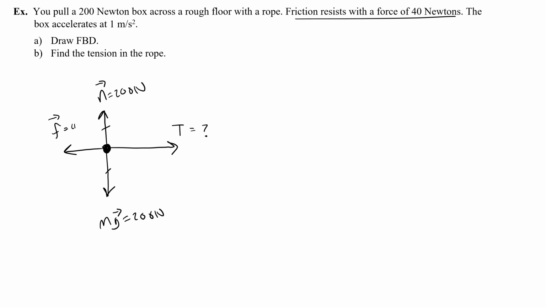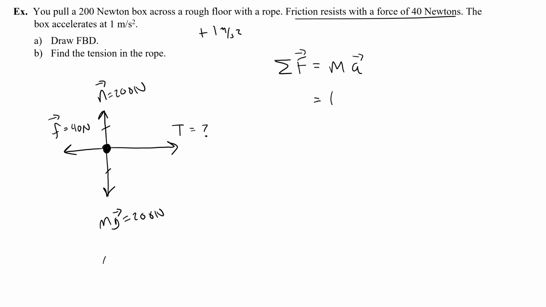And the amount is 40 newtons. Okay, so the acceleration of the box is 1 meter per second squared, and we can assume that this is a positive acceleration. So what I'm going to do first is find the net force. I start with sigma F equals mass times acceleration. So the mass, we've got to find the mass.